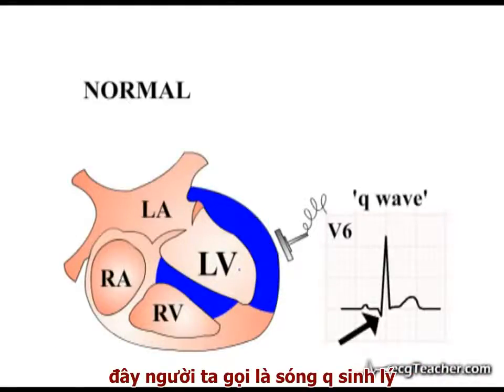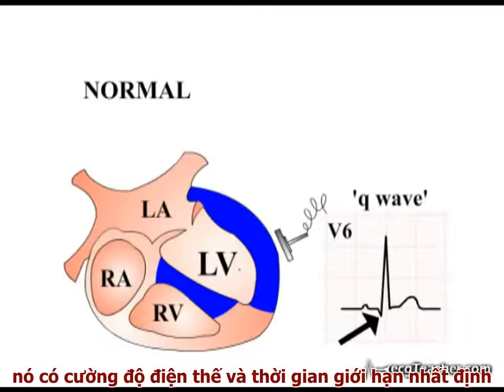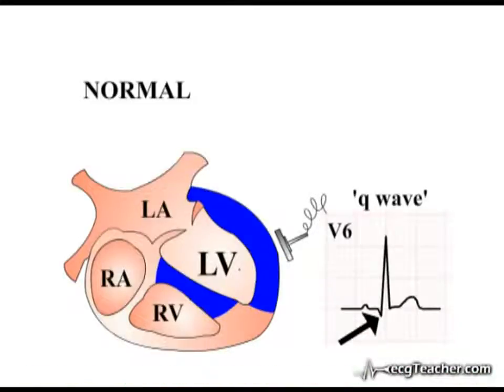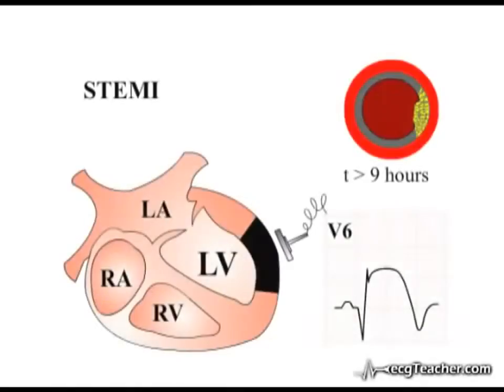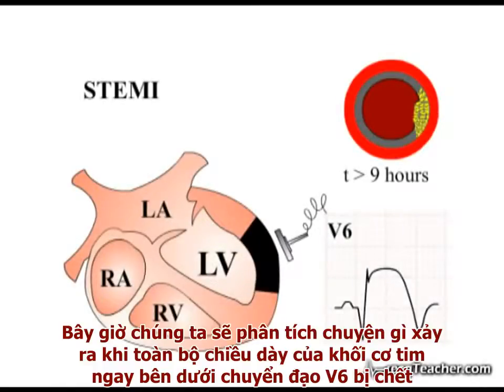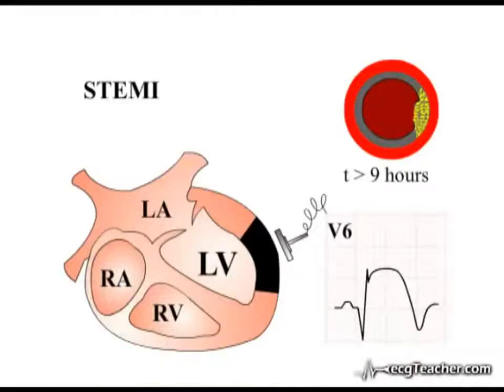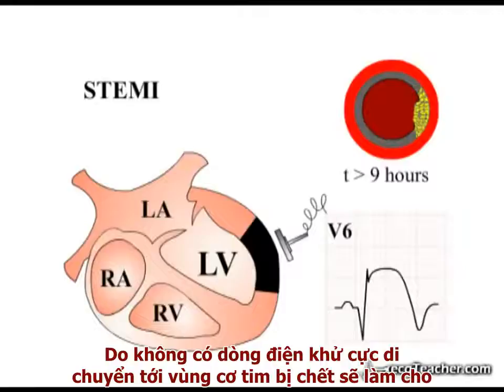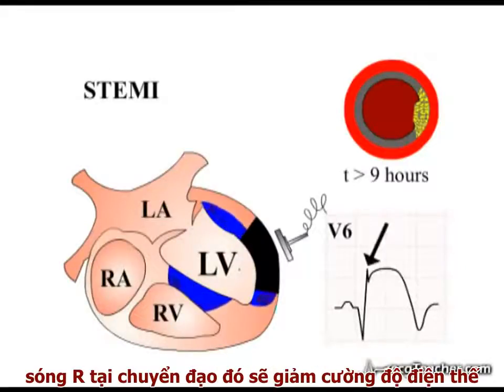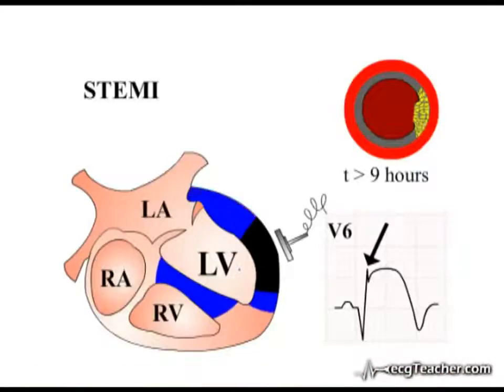This is a physiological Q wave. It is limited in magnitude and duration. We will now examine what happens when the full thickness of myocardium under lead V6 is dead. Lack of depolarizing flow through the dead segment results in a reduction of R wave activity in the lead.